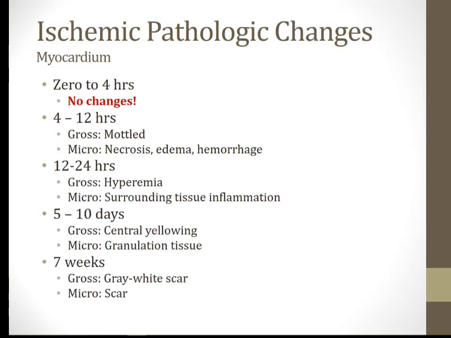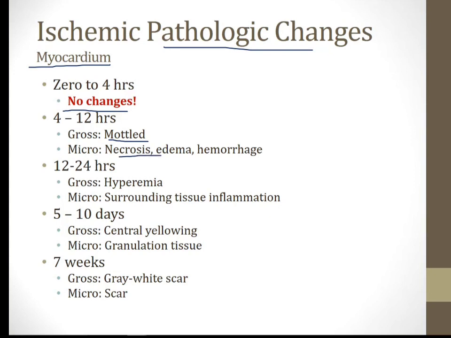Shown on the screen is the progression of pathologic changes that you see after a myocardial infarction in the myocardium. So when there's a myocardial infarction, in the first 4 hours, there are no changes that you can see grossly when you examine the heart. So if patients die within an hour or so from an arrhythmia after a myocardial infarction, you may actually find a normal heart at pathology. After about 4 hours, grossly, the heart begins to look mottled, and if you examine the tissue under the microscope, you see evidence of necrosis and edema and hemorrhage.